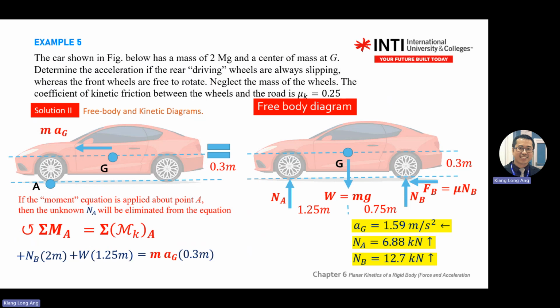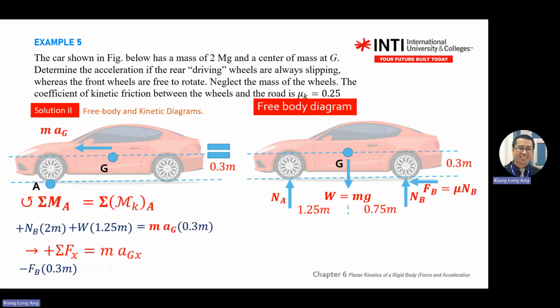How to find moment? MA is a force. You write MAG, draw an arrow in the direction of motion. MA is a force, multiplied by the distance here, 0.3. Then you solve for the unknown. You still get the same answer.